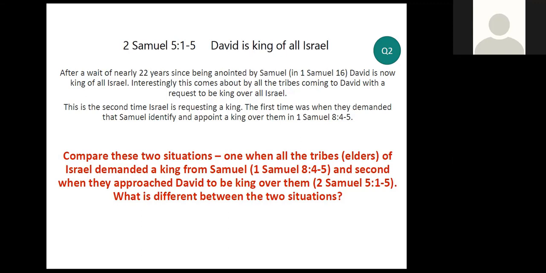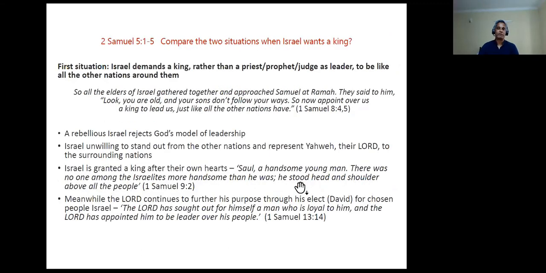Okay, so let's get into this. Let's look into the first situation, when Israel demanded a king rather than a priest, prophet, or judge as leader, so that they could be like the other nations. The grass was greener on the other side, right? So we saw in that part that a rebellious Israel rejects God's model of leadership.